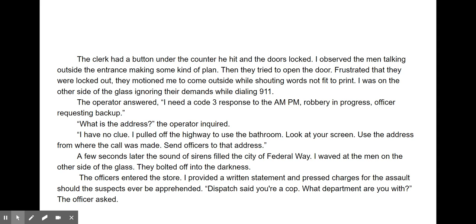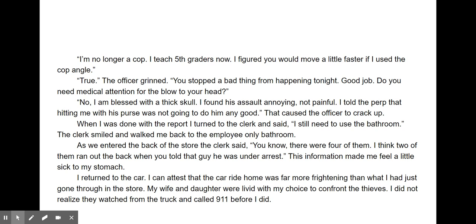Dispatch said you're a cop. What department are you with? The officer asked. I'm no longer a cop. I teach fifth graders now. I figured you'd move a little faster if I used that cop angle. True, the officer grinned. You stopped a bad thing from happening tonight. Good job. Do you need medical attention for the blow to your head?